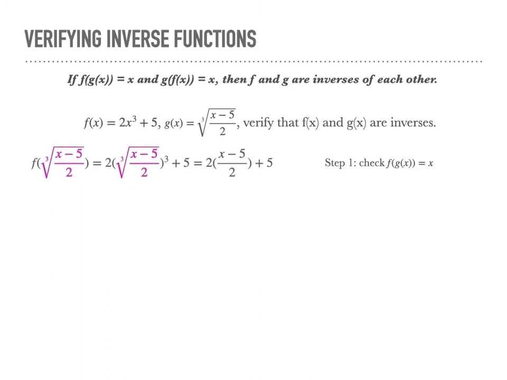So basically how that works is that we plug in g of x for the x in f of x. As you can see, we did so. We did f of g of x, which is the cube root of (x minus 5) divided by 2, and then we plug that into the x value of f of x. It is 2 times (the cube root of (x minus 5) divided by 2) cubed, plus 5, which simplifies to x minus 5 plus 5 equals x. So we can see that f of g of x does equal x.